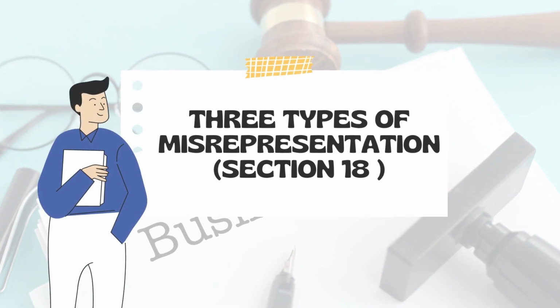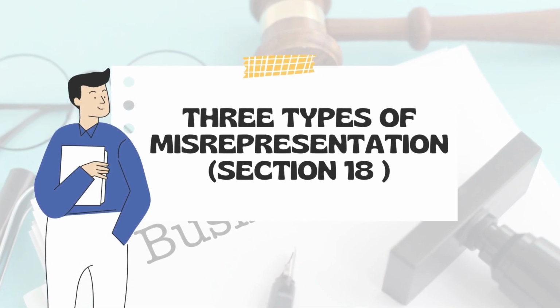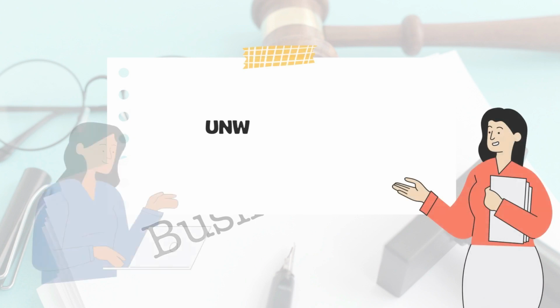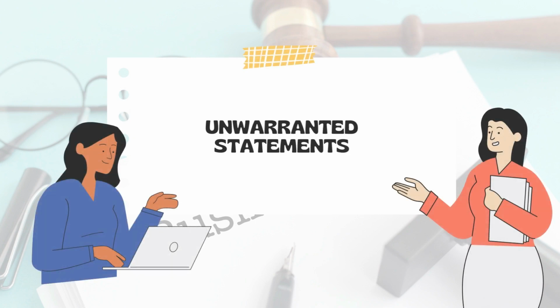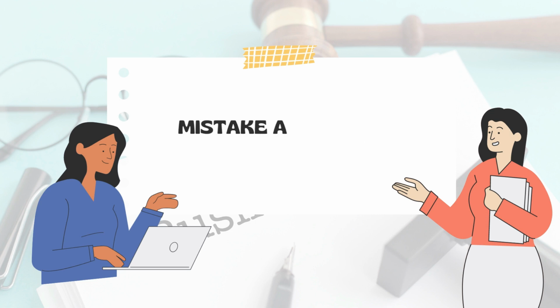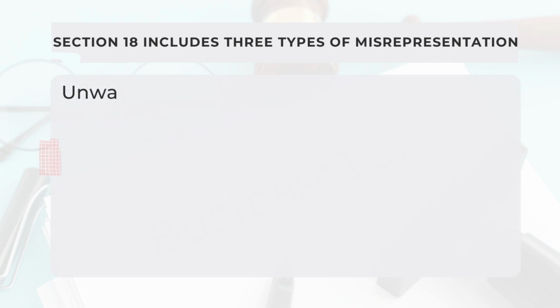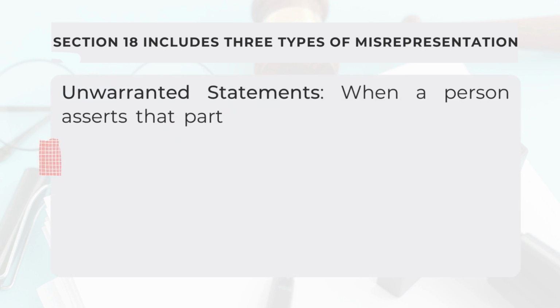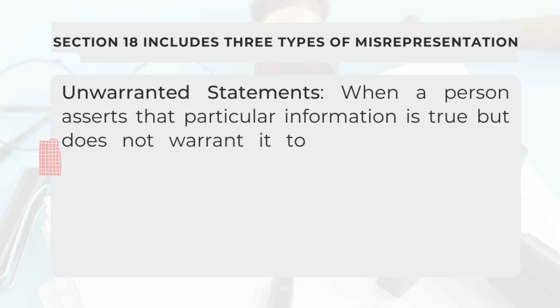Section 18 includes three types of misrepresentation. One is the unwarranted statement, second, breach of duty, and third, mistake about the subject matter. Let us understand what these three types of misrepresentation are. Unwarranted statement is when a person asserts that particular information is true, though it is not true, though it is false. This is a misrepresentation.